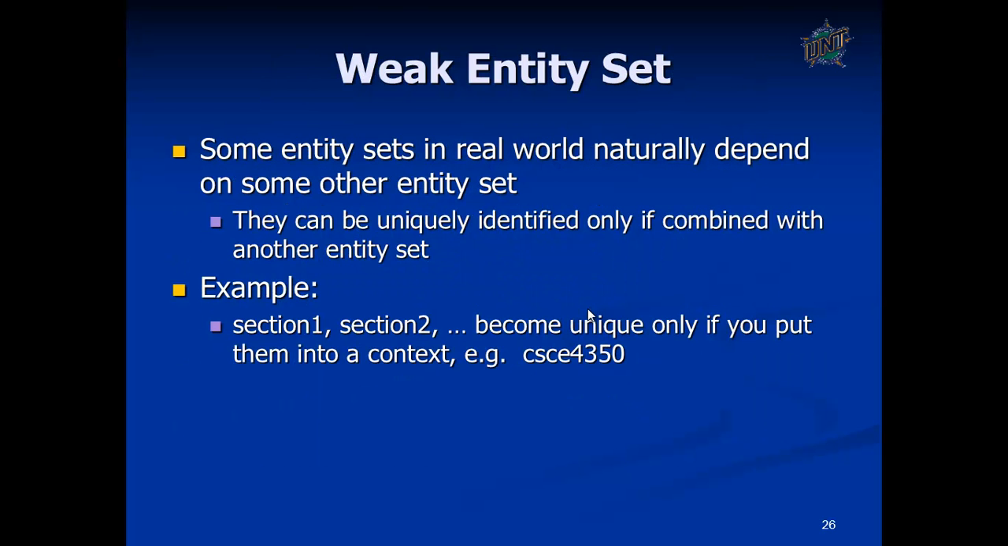Next is weak entity set. Now what is a weak entity? A weak entity is one whose existence depends on another entity. Any entity whose existence depends on the existence of another entity is known as a weak entity. For example, if we take marks as an entity, then only if there exists a student can the marks exist. So marks is a weak entity whose existence depends on the existence of the student entity.